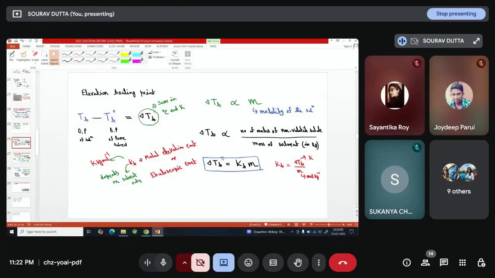And what is the unit of Kb? Kb is basically delta TB by m. The m is the molality, that is mole per kg, and delta TB is in Kelvin. So the unit of Kb is Kelvin kg mole inverse. So your formula is delta TB equals Kb into m if your non-volatile solute is non-dissociated. If it is dissociated, there is another term, Van 't Hoff factor. I will discuss later.